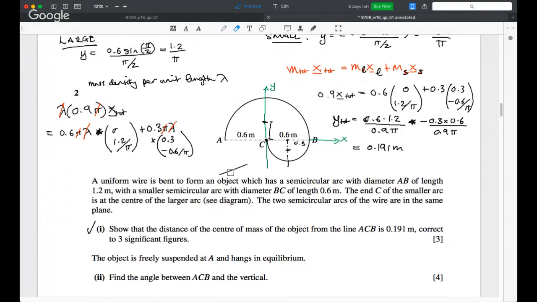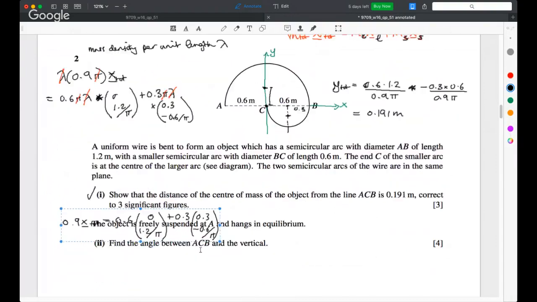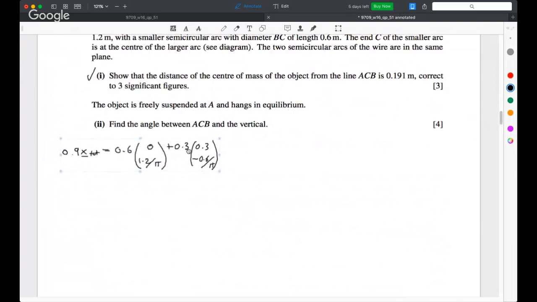Now you'll wonder why I spent so long talking about this general formula, but you'll find we'll need it for this next section. Okay, now the object is freely suspended and hangs in equilibrium. When something is freely suspended and hangs in equilibrium, the point at which it's suspended is directly above its center of mass, else it would start swinging. It wouldn't be in equilibrium, there'd be some net force. So let's think about this object hanging at equilibrium.